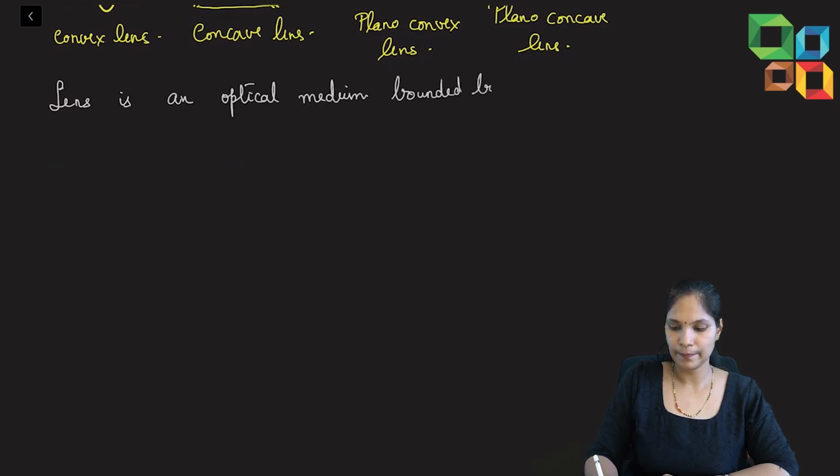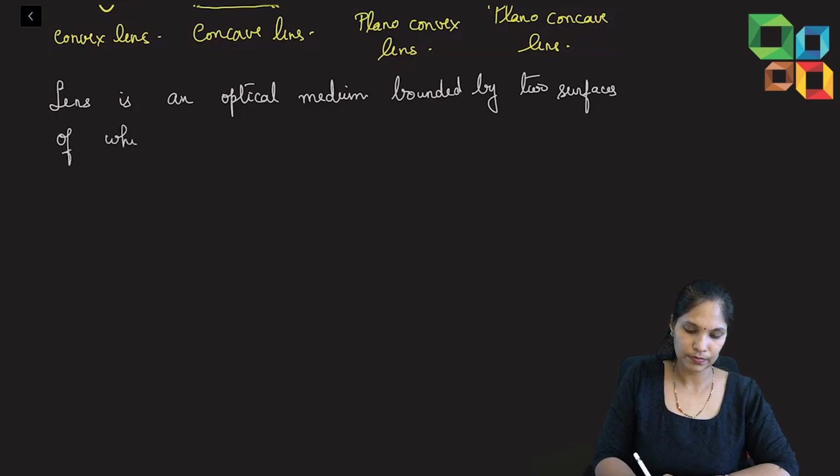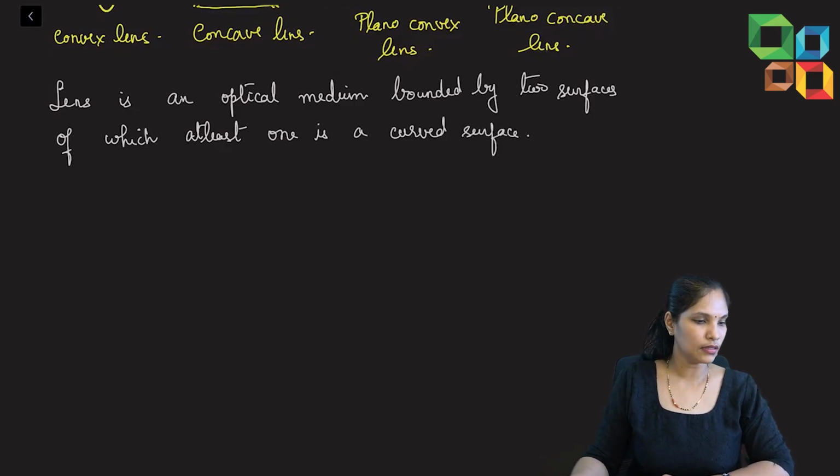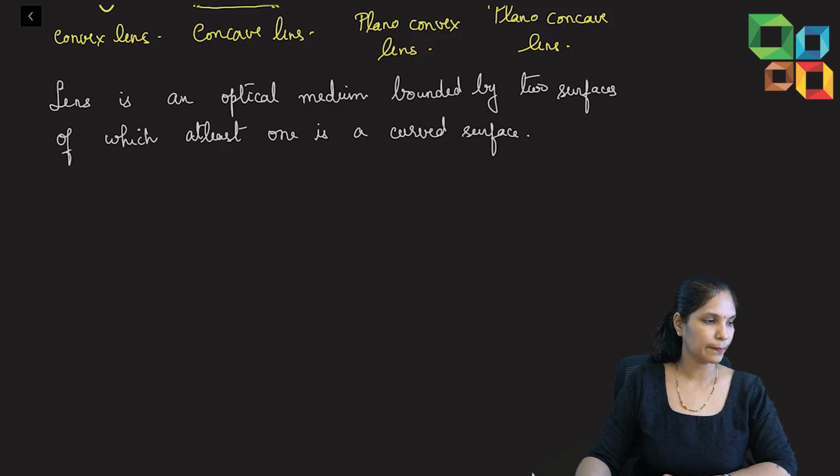That's right. Lens is an optical medium bounded by two surfaces, of which at least one is a curved surface.